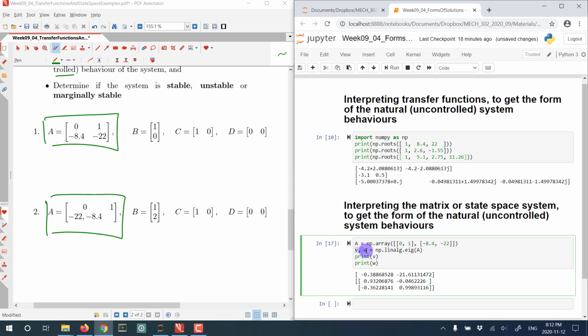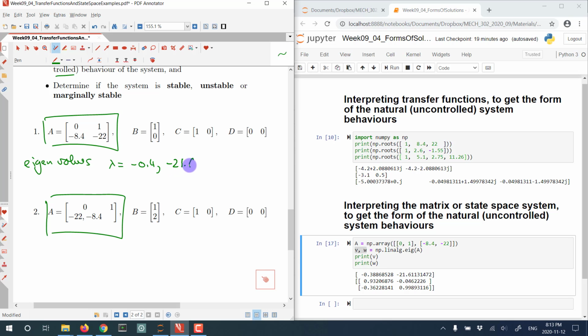Perfect. So V and W, V comes out as a vector of just two numbers, and the W comes out as a matrix. Its columns would be the eigenvectors that we might be interested in other circumstances. But for today, it's these two values here, the negative 3 and the negative 21. So the same logic would apply as to the poles. Here we get the eigenvalues that are lambda equals negative, I'll call it 0.4 and negative 21.6.